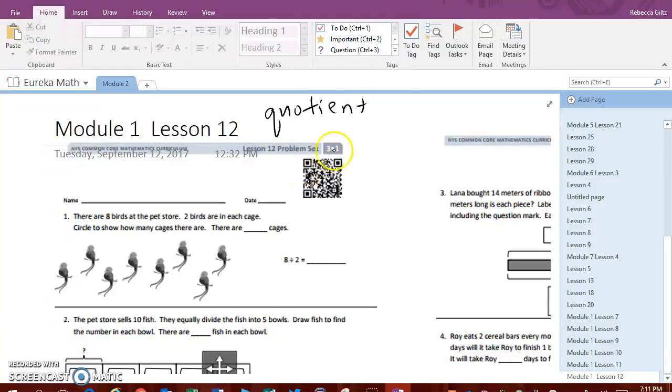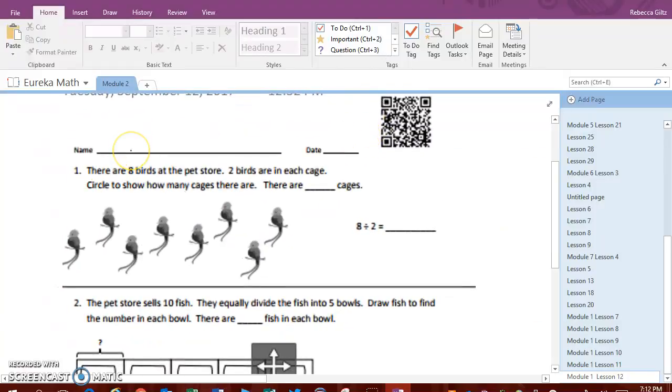All right, so let's start with number 1. There are 8 birds at the pet store. 2 birds are in each cage. Circle to show how many cages there are. Then we have to fill in the blank. There are blank cages. And show our answer in our problem over here. So 2 birds are in each cage. I have to go back and reread parts of this so that I know what to do. That's the smart thing to do.